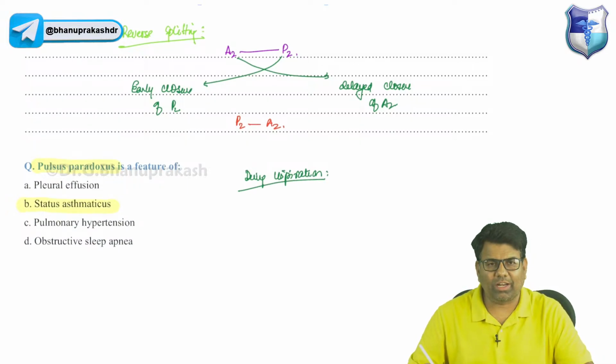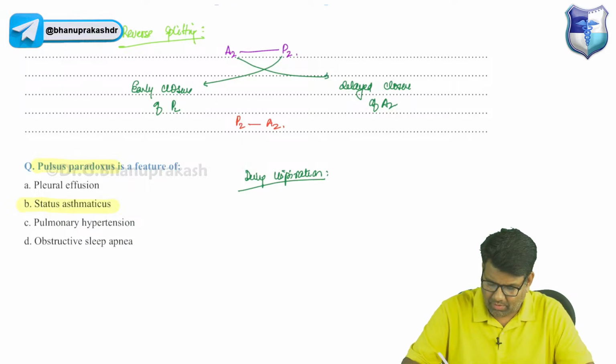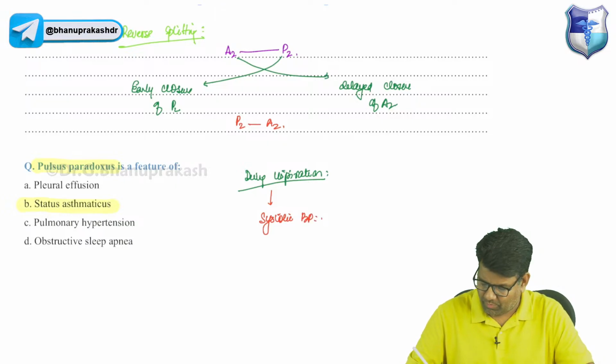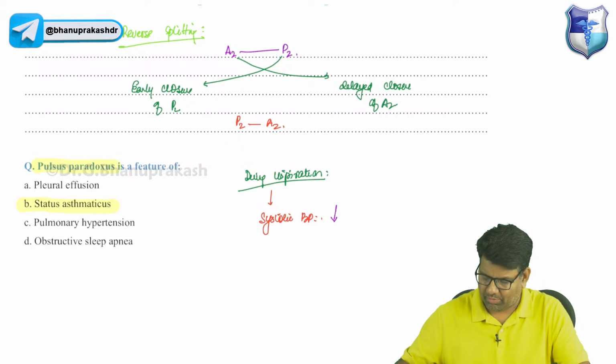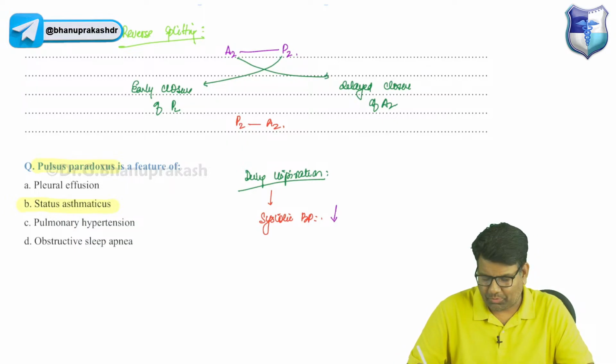Now during inspiration, what happens to systolic blood pressure? Anyone? What happens to systolic blood pressure during inspiration? Will it increase, will it remain unchanged, or will it decrease? Very good, Raghu. It will decrease, right? So there is a fall in blood pressure, number one. So there is a fall in systolic blood pressure, but the magnitude is always less than 10 millimeter of mercury.